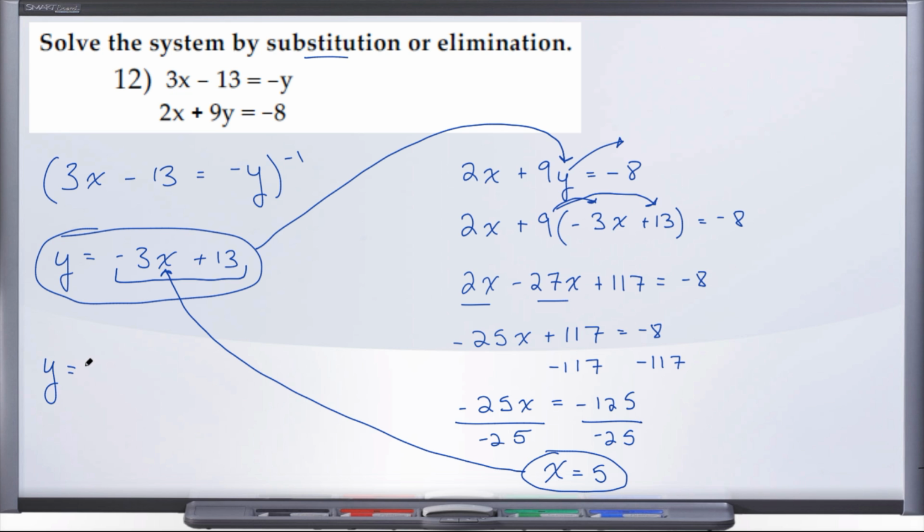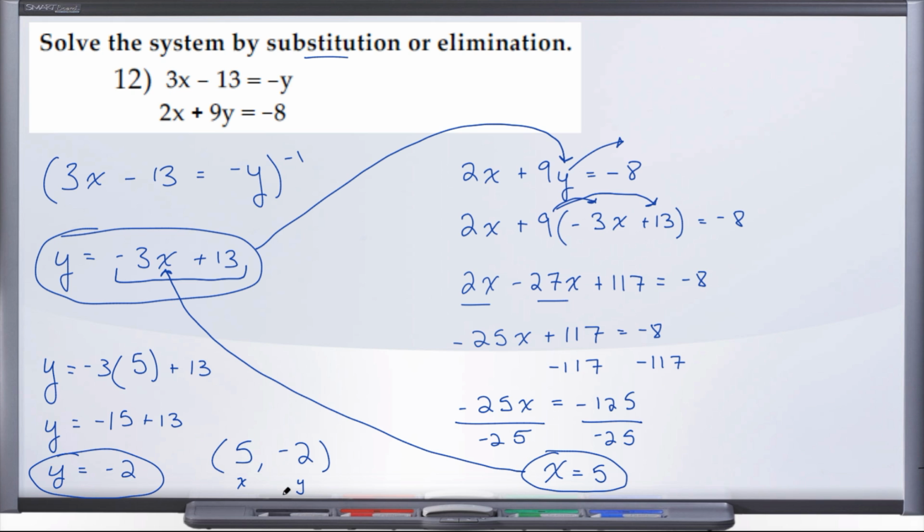Y equals negative 3, and we're now going to plug in the value of x, plus 13. So y equals negative 15 plus 13. And finally here, y equals, well, negative 15 plus 13 is going to give us negative 2. And so there we have it. We've now solved for x, we've solved for y. And it's a good idea to write your answer as an ordered pair. So 5, negative 2, right? This is our x, this is our y.